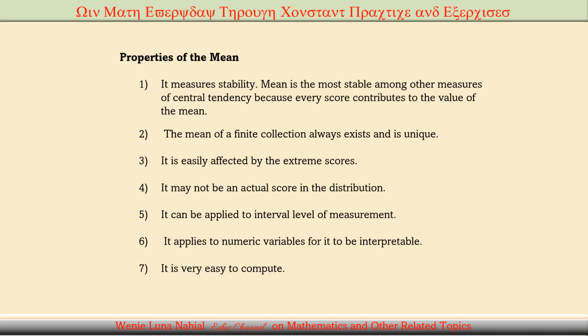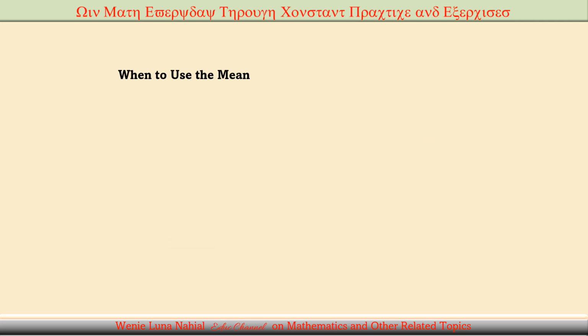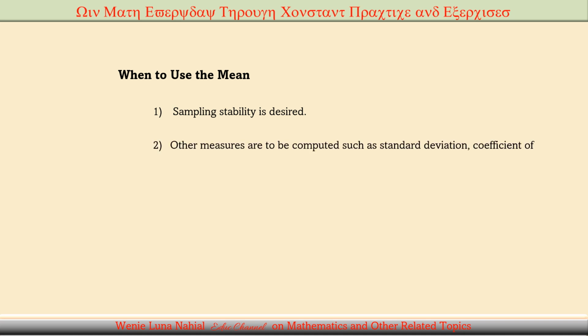It is very easy to compute. Yes, that is because you simply take the sum of all the observations and divide it by the number of observations. When to use the mean? Sampling stability is desired. That's the first reason. The second, other measures are to be computed, such as standard deviation and coefficient of variation and skewness.